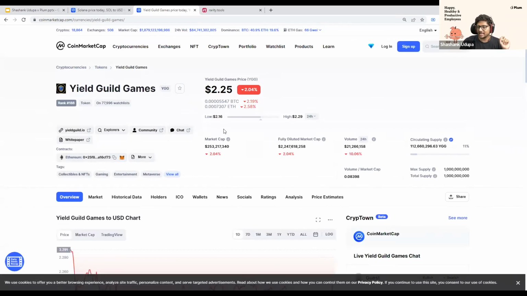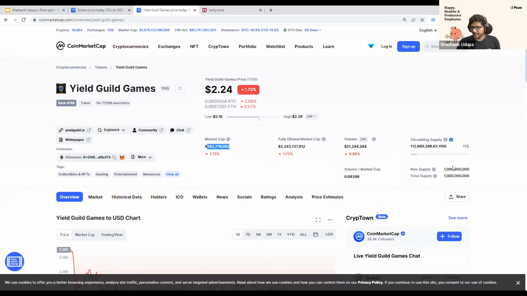Now, Yield Gilded Games is currently trading at $2. Great. The total market cap of this company is 253 million. Million, not even 1 billion, right? And the total supply they have is approximately 1 billion right now. So if all of it comes out, only 11% is trading. Even if all of it comes out and it's still at $2, then it would be 2.24 into 1 billion, which is a $2.24 billion market cap. Now, currently only 250 million is in trading.